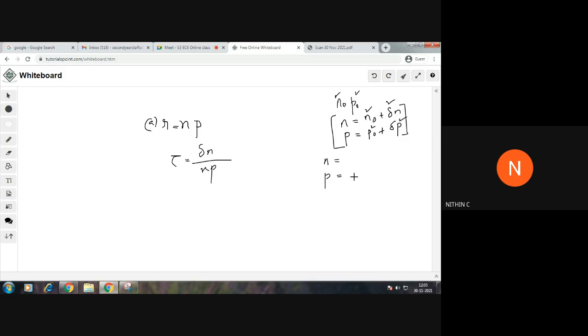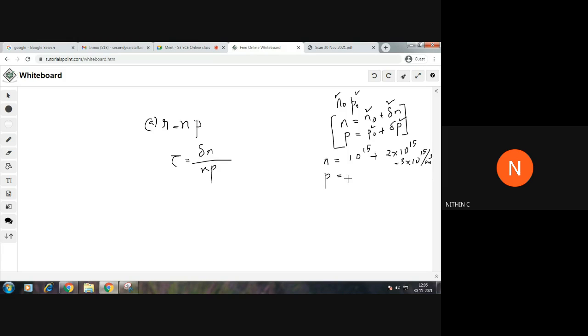Your N0 value was 10 raised to 15, right? 10 raised to 15 plus delta n, where delta n was 2 into 10 raised to 15. This can be directly added, right? 10 raised to 15 plus 2 into 10 raised to 15. What is the value? Yes, 3 into 10 raised to 15. So your n value is 3 into 10 raised to 15 per centimeter cube.